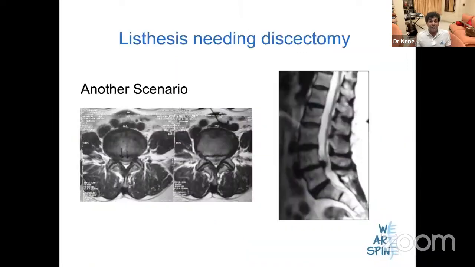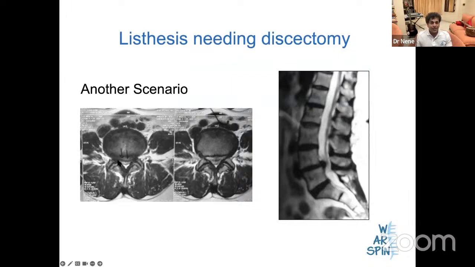So we talked about facetal effusion. We talked about a facet cyst. And then we talked about a tall disc on top of a sacralized L5. The next scenario of covert instability is a disc herniation in the presence of a lumbar stenosis. So now look at this MRI at the left bottom, the axial section.